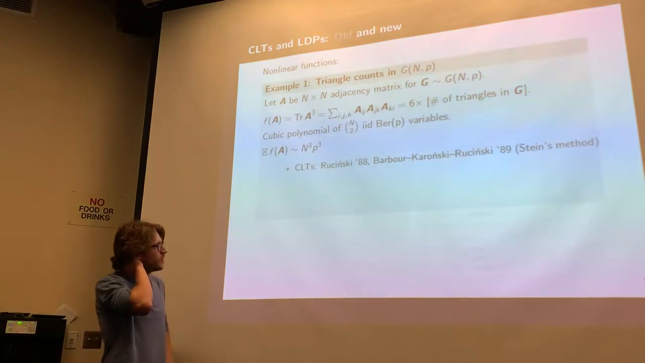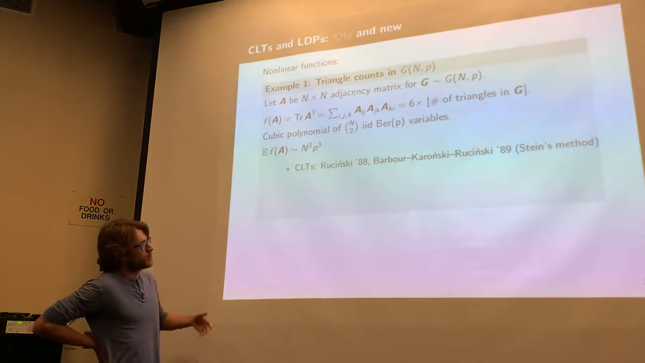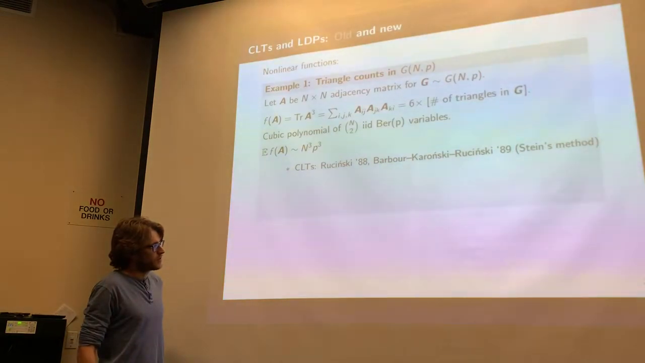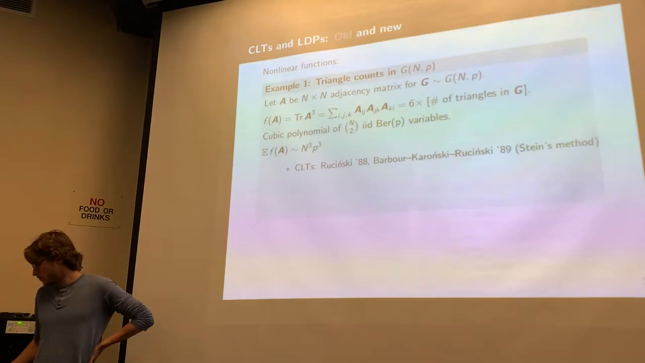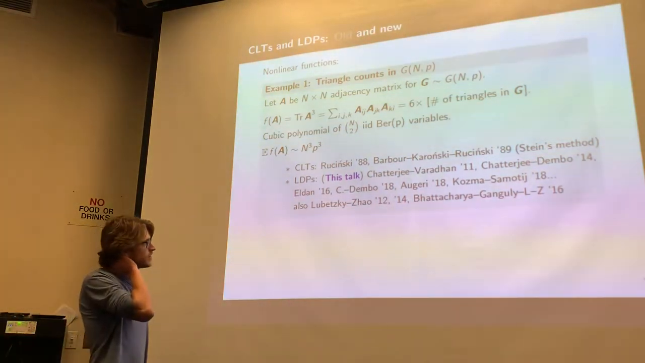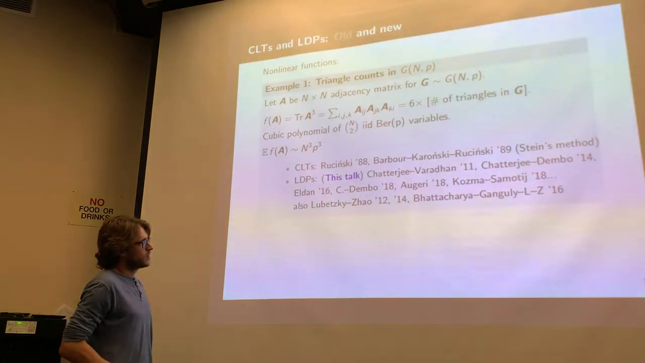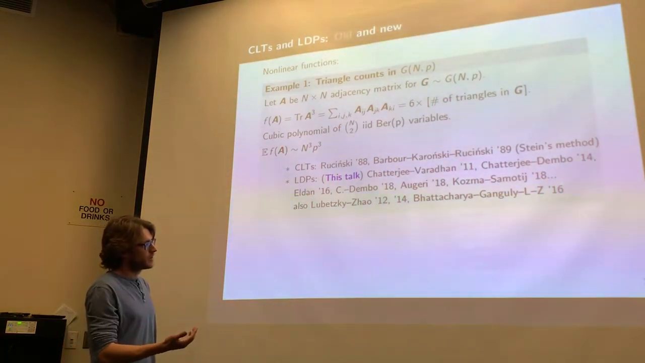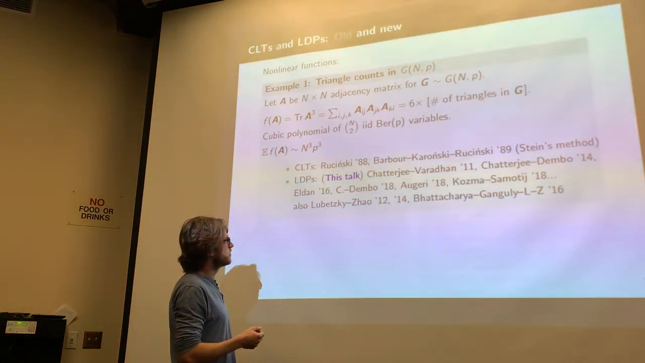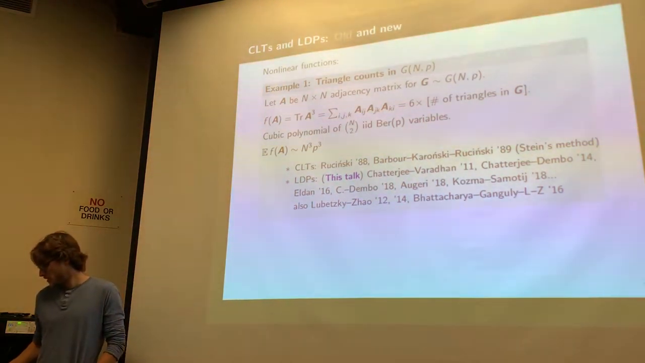Central limit theorems are, well, they're not new, but they're newer than Laplace. Ruciński obtained a CLT, and then with Barbour and Karoński, they got a very nice quantitative result using Stein's method, and they also considered general subgraph counts. Large deviations is much more recent and is the focus of this talk. A whole lot of people have worked on this in the past few years. For dense graphs, there was the work of Chatterjee and Varadhan that I'll talk about. For sparse graphs, you need to be more quantitative, and there was a very inspiring work of Amir and Sourav that inspired a lot of the others that I'll go into in more depth later in the talk.